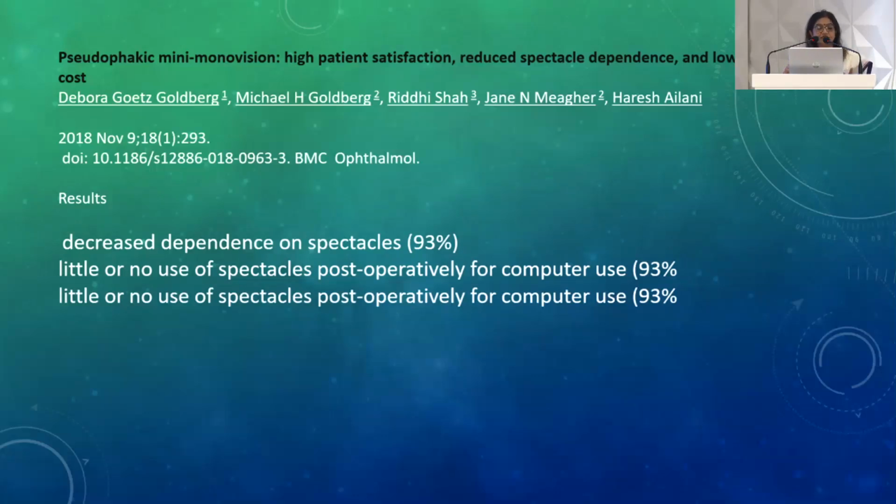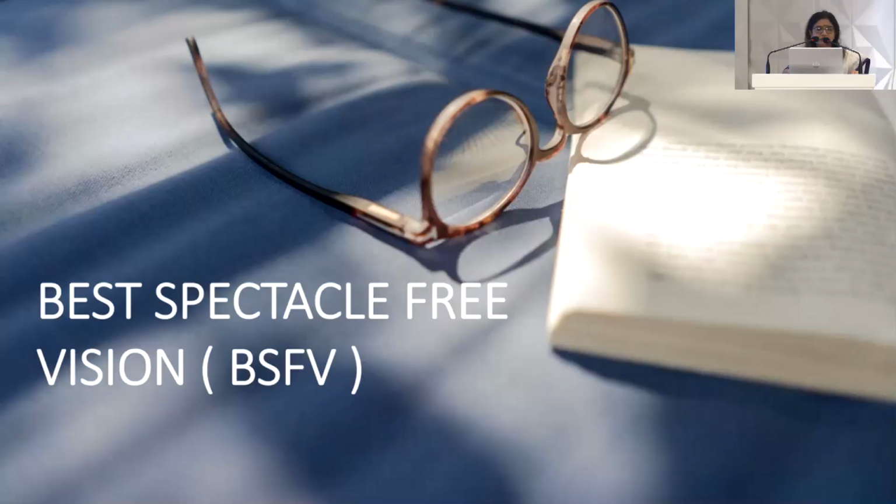Now, recent studies have also come in. This is a literature search which was done, and it was seen that there was decreased dependence on spectacles, which was 93%, with little or no use of spectacles post-operatively for computer use as well as for near vision. So today, the terminology has changed, from best corrected visual acuity to best spectacle-free vision.